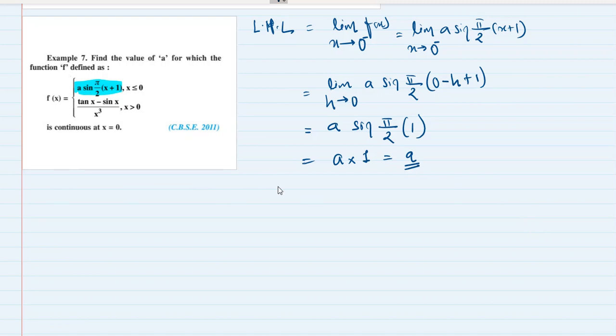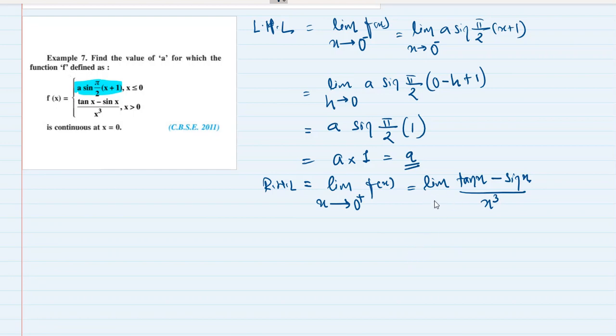Now let's talk about RHL. RHL is limit of f of x when x approaches 0 from the right hand side, that is 0 plus. So this will give us limit. Now what is the value of the function for all the values which are greater than 0? Tan x minus sin x upon x cube.